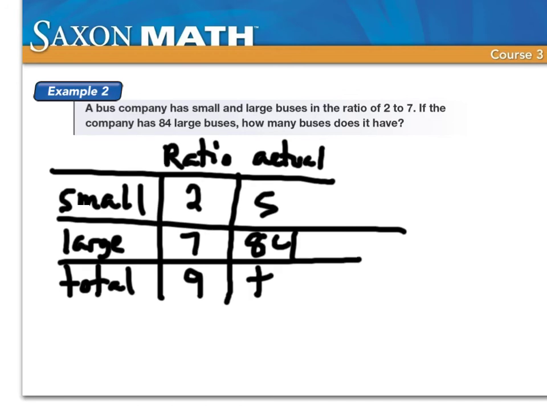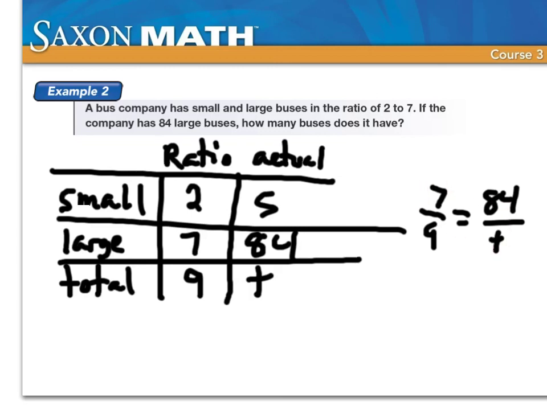So now, to figure out what we're going to use here, we need to figure out what the question's asking us. How many buses does it have? It doesn't say small buses, so that means how many total buses does it have? So we're trying to figure out this T right here. So I'm going to use these two rows as a proportion to solve this. I'm going to set up a proportion that is 7 over 9 equals 84 over T. I need to figure out what T equals.